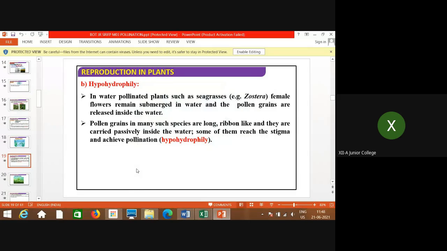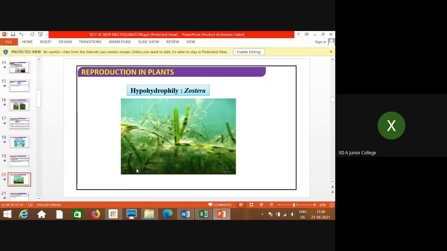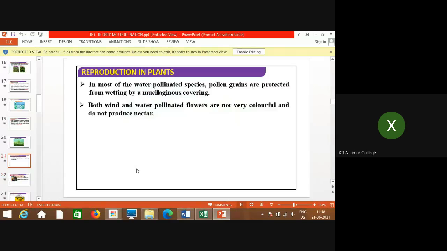Now hypohydrophily, the best example is Zostera, because here pollination takes place below the water surface, and so the female flower remains submerged in water, and the pollen grains, being heavy, sink down below the water surface, so that easily the female part, that means the stigma, can receive these pollen grains. So this is the submerged hypohydrophily in Zostera, below the water surface.